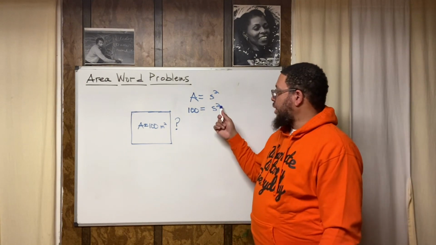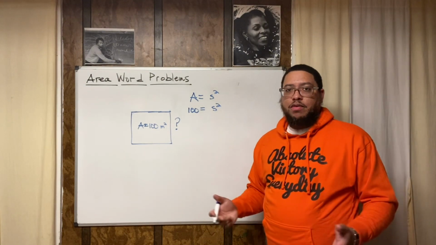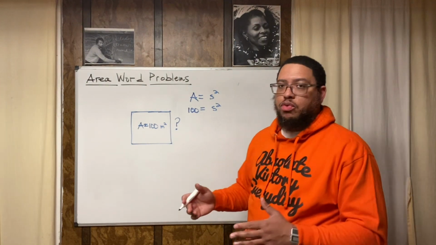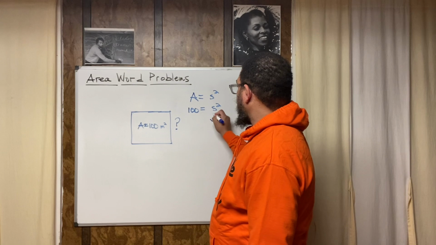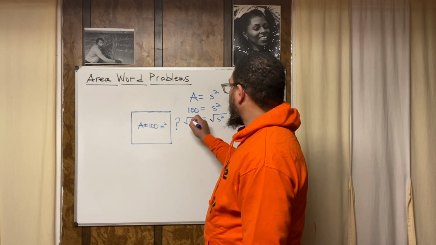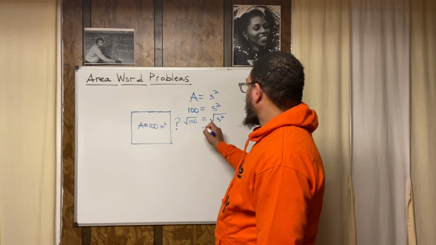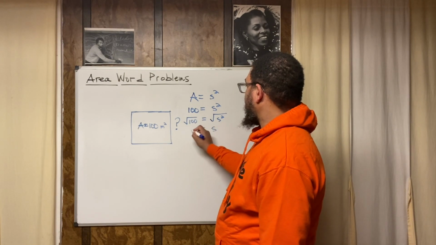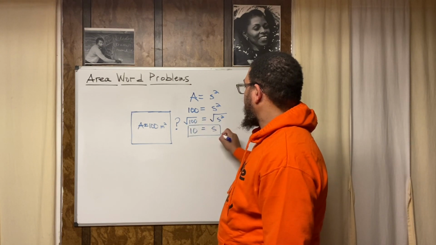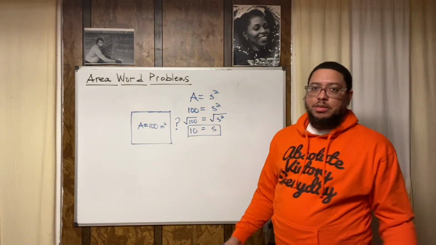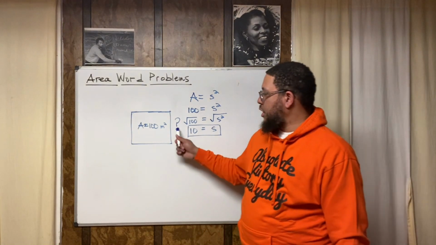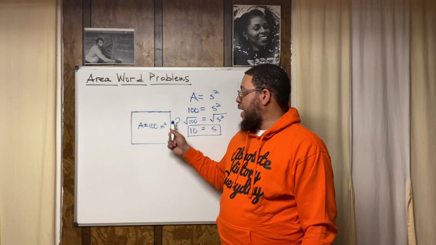So that means I got to get rid of the exponent 2. I can only do that by taking the square root. So if I do the square root of s squared, and then I do the square root of 100, then I got s, and then I got 10, because the square root of 100 is 10. So the length of one of the sides must be 10, right? Because in order to find the area, you do 10 times 10. You do one side times one side.